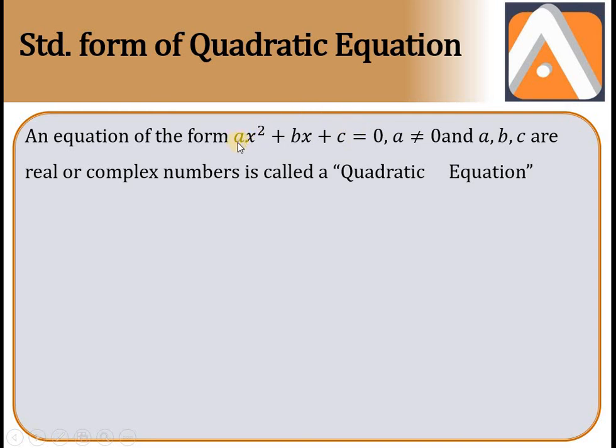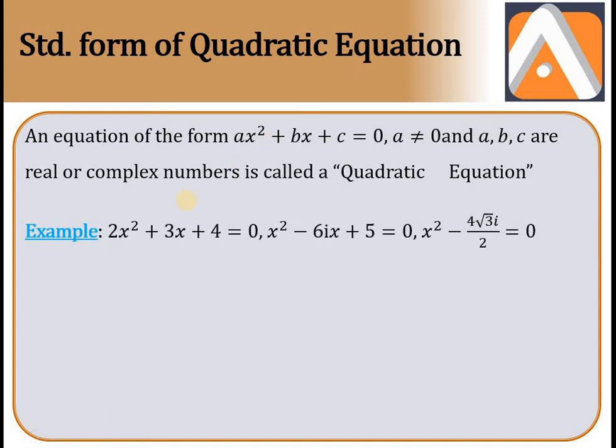Here the condition is that a should not be equal to 0. a is called the leading coefficient, and the leading coefficient should not be 0. This is called a quadratic equation. Some examples are given here, like 2x square plus 3x plus 4 is equal to 0, which you studied in 10th standard.